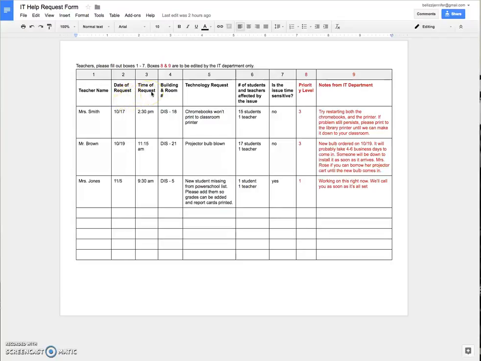That just makes it easy for the IT department to see chronologically, okay, this problem popped up before this problem. I really need to try to solve this one first. The building and room number, DIS here stands for Daisy Ingraham School. That's the name of our elementary school. But if a middle school teacher was having a problem, they could put in middle school room 118 or high school room, science room 12, whatever like that.